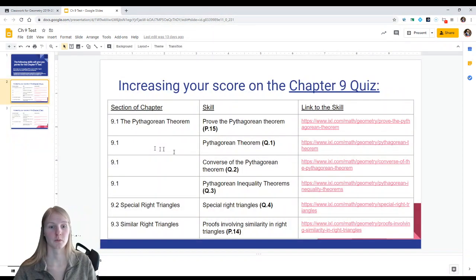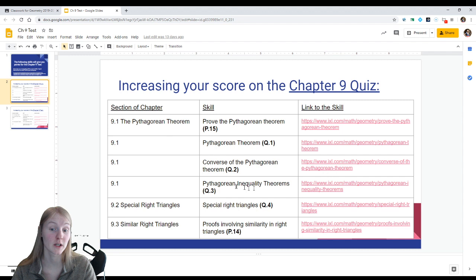Okay. So, here are all of the skills. These 2 slides are all of the skills that you can do for Chapter 9. So we have prove the Pythagorean theorem. If you're like, oh, I hate proofs, that's okay. You have 9 other skills you can do. We have the Pythagorean theorem, the converse of the Pythagorean theorem, Pythagorean inequality theorems. That was bonus. So maybe you didn't do the bonus. Maybe you don't want to do that one. That's okay. There are 9 others that you can do.